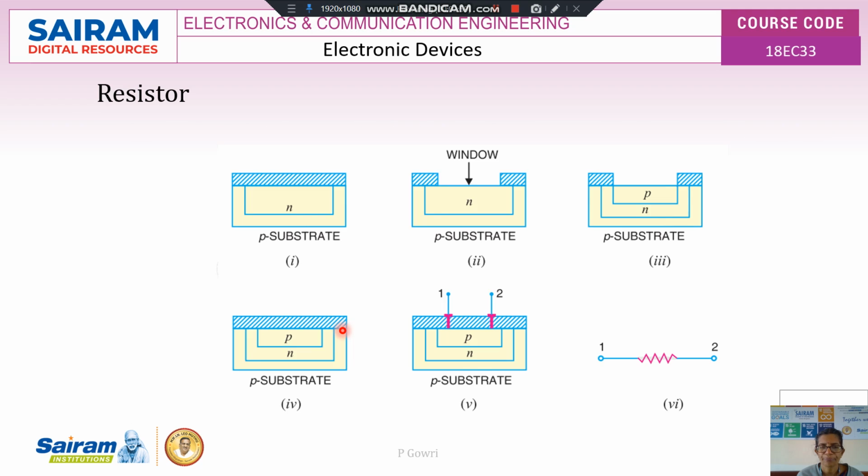When we come to the fabrication of a resistor, we will have different layers. You just take an aluminum or ohmic contact from two points in a single layer, which will give me a resistance. The equivalent resistance of this is given in this diagram.